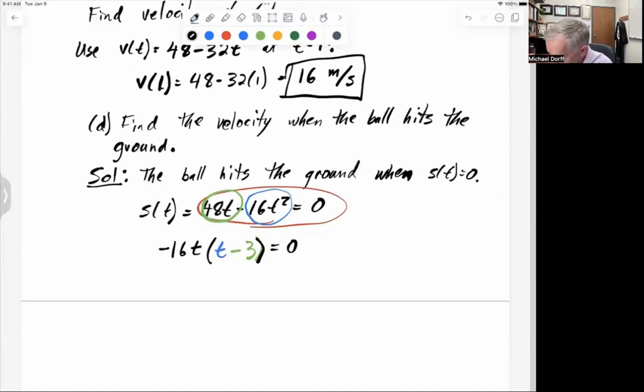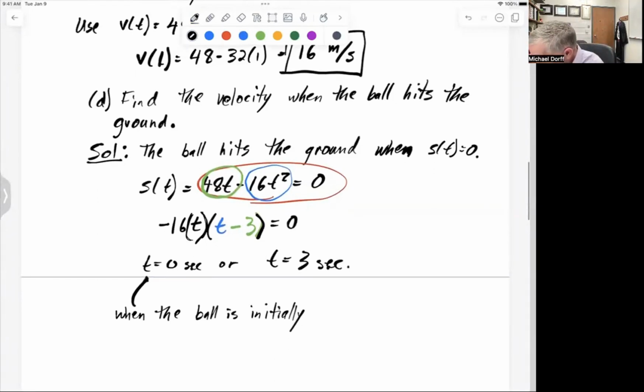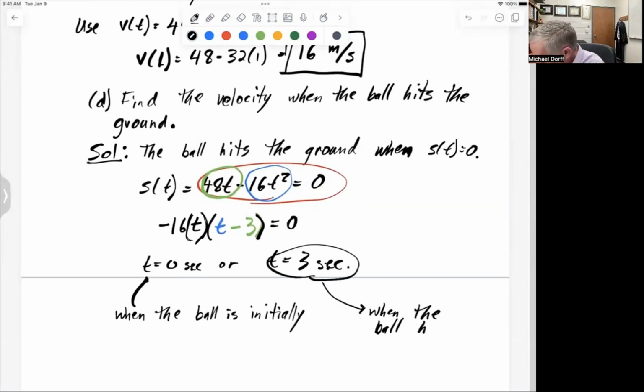And so again, like we've had before, I've got these two factors, negative 16t and t minus 3, equaling 0. So either t equals 0 or t equals 3, and these are seconds. Why do I have two answers? At t equals 0, this is when the ball is initially thrown up, because the height is 0. When you've got the ball and you initially throw it up, that's at t equals 0. And this here is when the ball hits the ground.